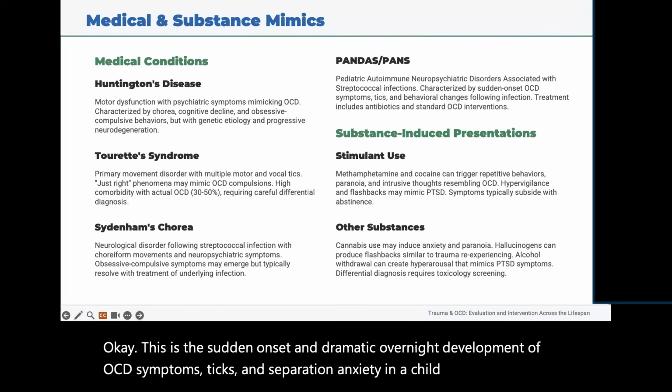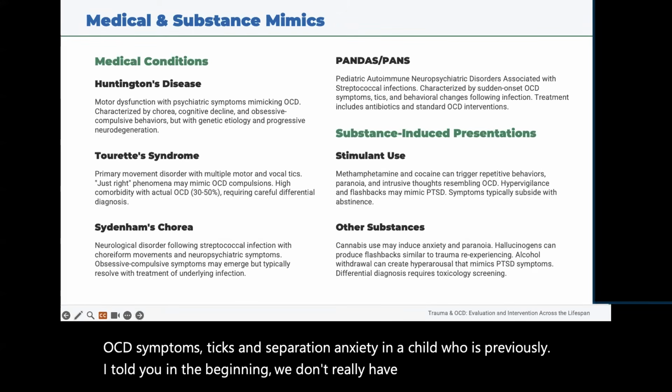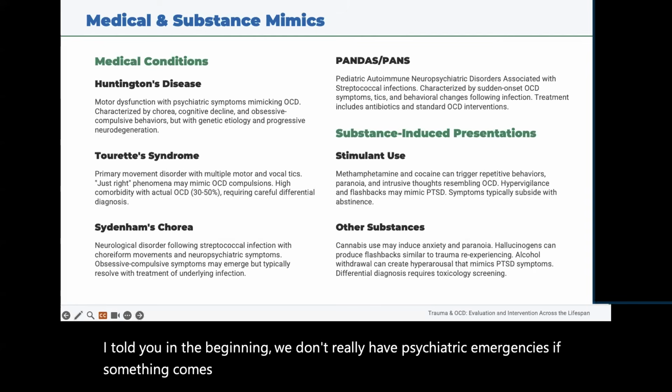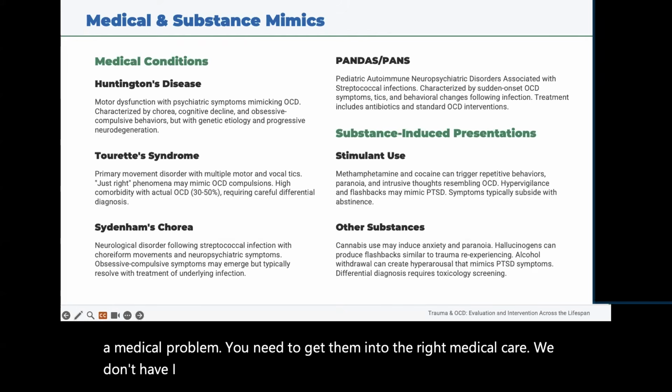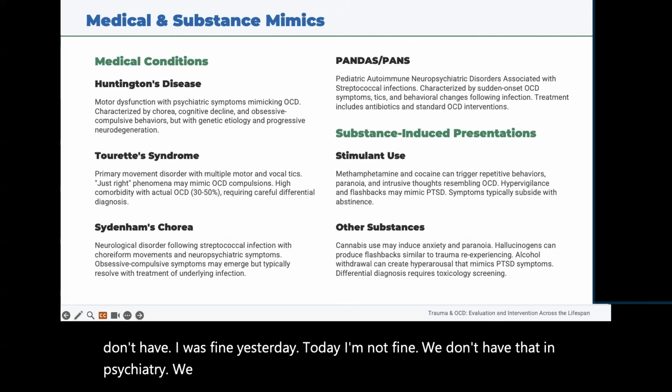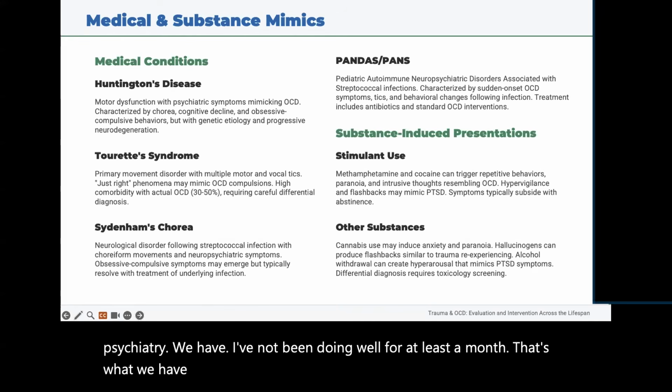who is previously well. I told you in the beginning, we don't really have psychiatric emergencies. If something comes on fast and furious, it's not a psychiatric problem. That's a medical problem. You need to get them into the right medical care. We don't have, "I was fine yesterday, today I'm not fine." We don't have that in psychiatry. We have, "I've not been doing well for at least a month." That's what we have in psychiatry, okay?